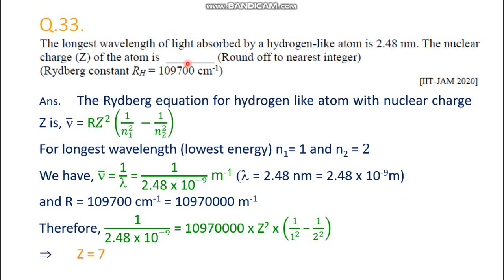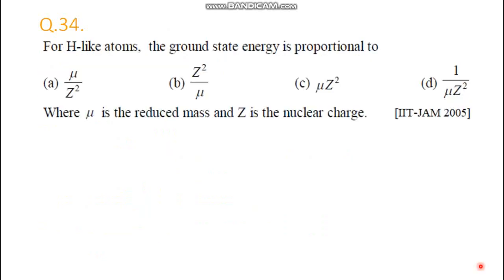So therefore fill in the blank by typing 7. Next question, question number 34. For hydrogen-like atoms, the ground state energy is proportional to what? These are the 4 options, where m in place of mu, mu is the reduced mass and z is the nuclear charge. So let's find out the answer.